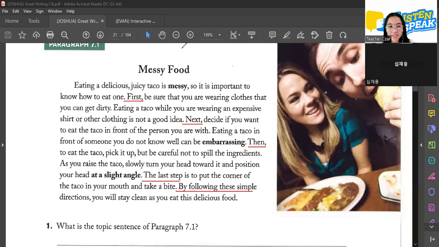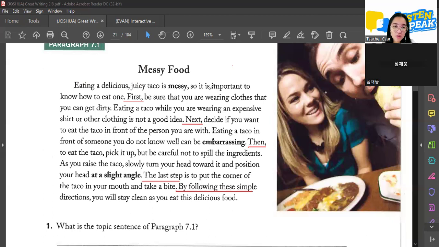Okay, thank you. Because taco is also an example of a Mexican dish. Okay, so have you ever tried to eat taco? Yes. So it is messy to eat? Oh, yes. Okay. So taco is delicious and juicy, but it is also messy to eat, like a hamburger, as what you said earlier.